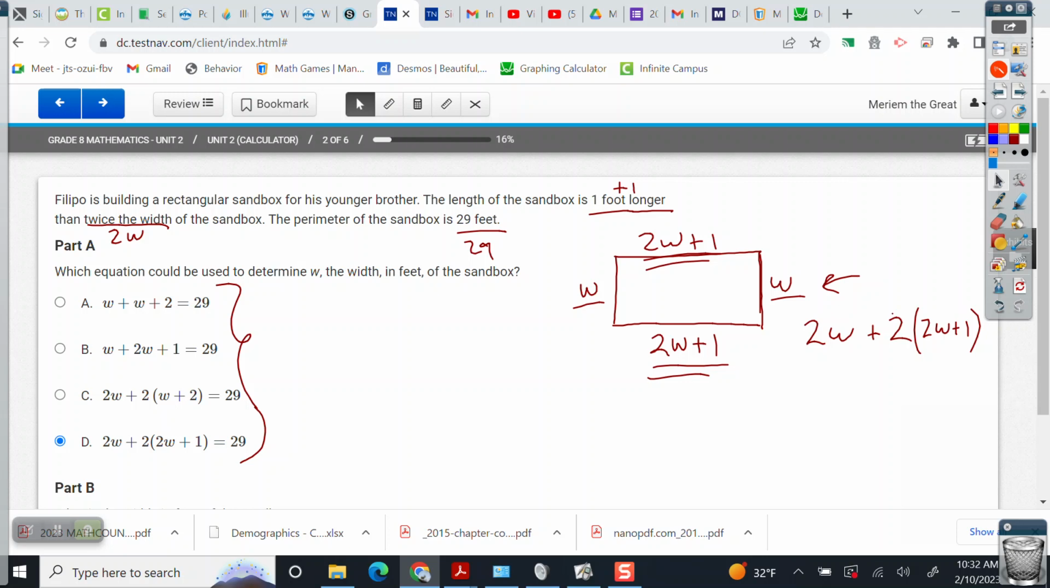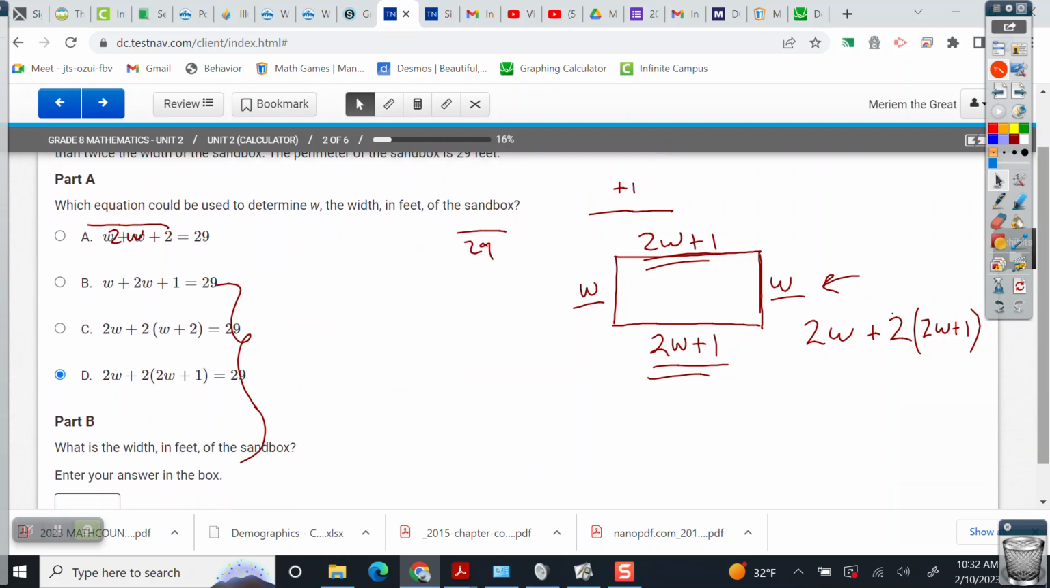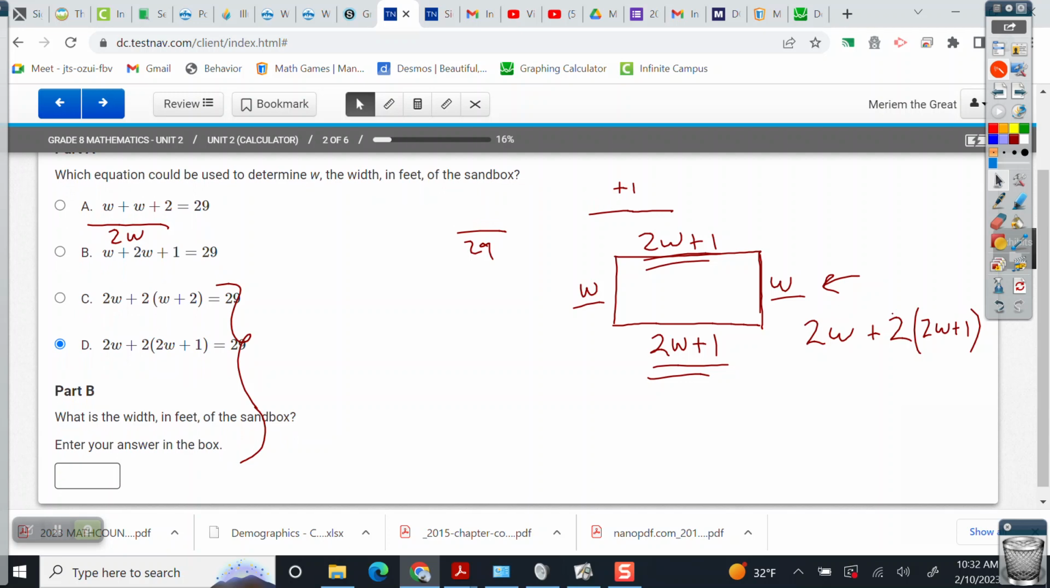But you know what? I see that there's a part B, so let's check out part B. Part B says, what is the width in feet of the sandbox? And enter your answer in the box. All right, a lot of boxes there. Sandbox and the box for the answer. So if I know the perimeter is 29, that means this equation has to be equal to 29. All right, so let's multiply this out. So we have 2W, and then we have to multiply this out. So plus 4W plus 2 is equal to 29.